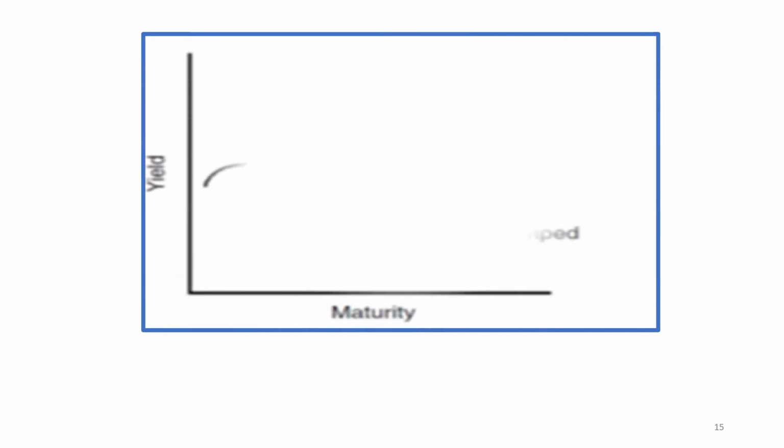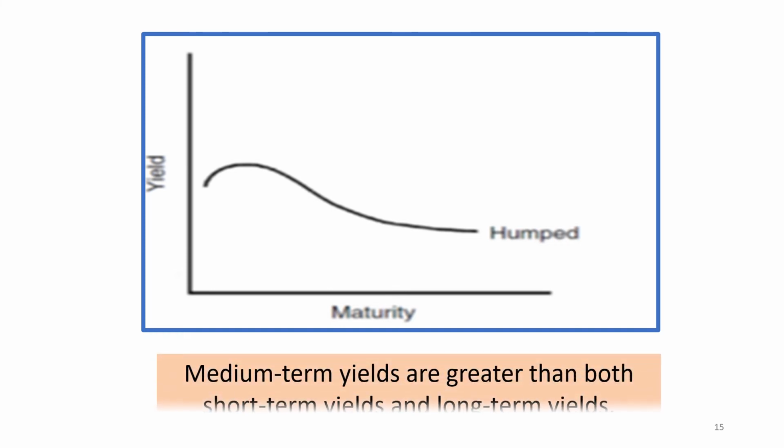A hump yield curve shows yields increasing with maturity for a range of maturities, and then the yield curve becoming inverted. This means medium-term yields are greater than both short-term yields and long-term yields.